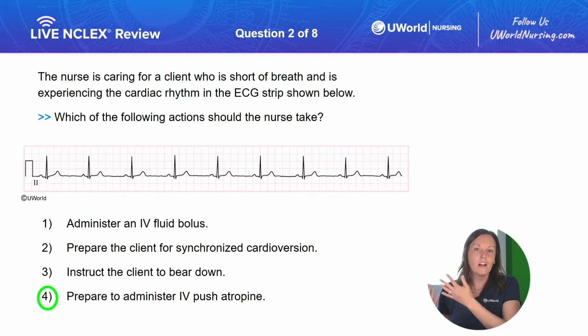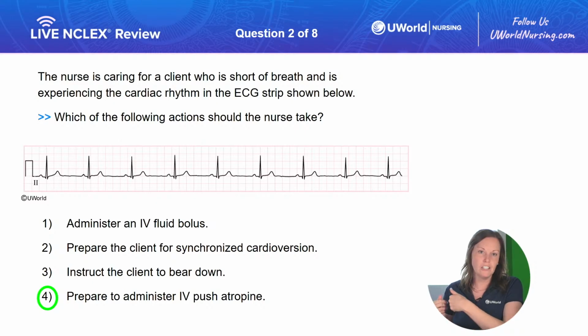So definitely our correct answer on this one is going to be option 4, that atropine is going to increase our heart rate. What we see in option 1, administer an IV fluid bolus, that's not anything that we're going to be doing for bradycardia. Maybe we would do that for tachycardia if we need to increase our circulating fluid volume to help lower our heart rate. Synchronized cardioversion is not going to be something we're going to do for this client. That would be something we would do for other dysrhythmias, but definitely not for bradycardia. And then instructing the client to bear down, that would be something we would do for SVT or supraventricular tachycardia. So our correct answer on this one is going to be administer IV push atropine.